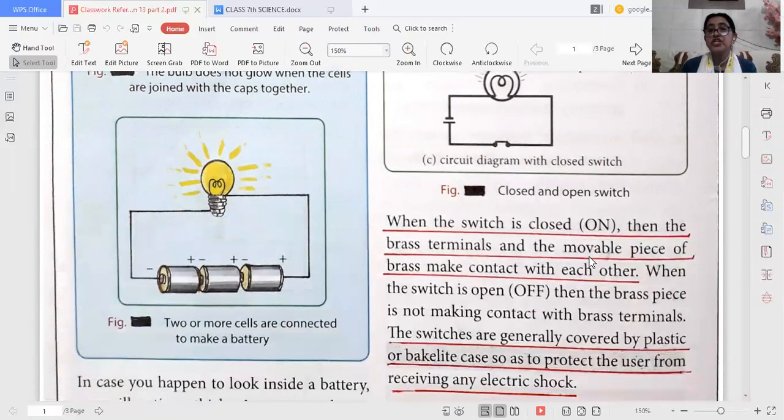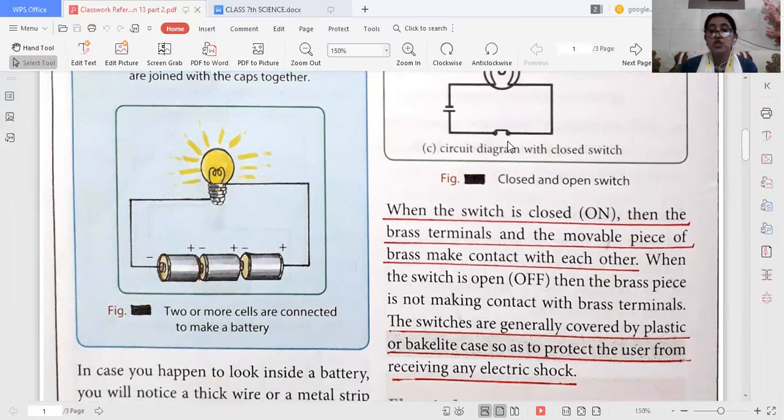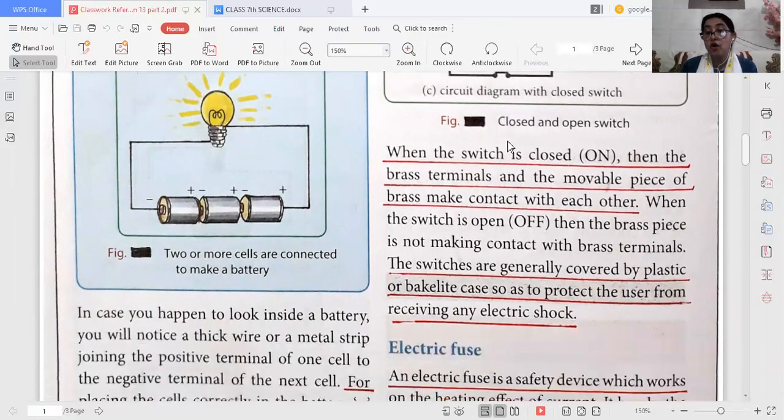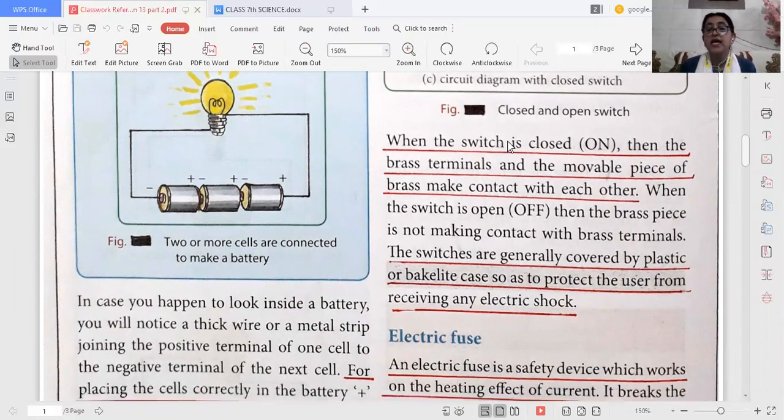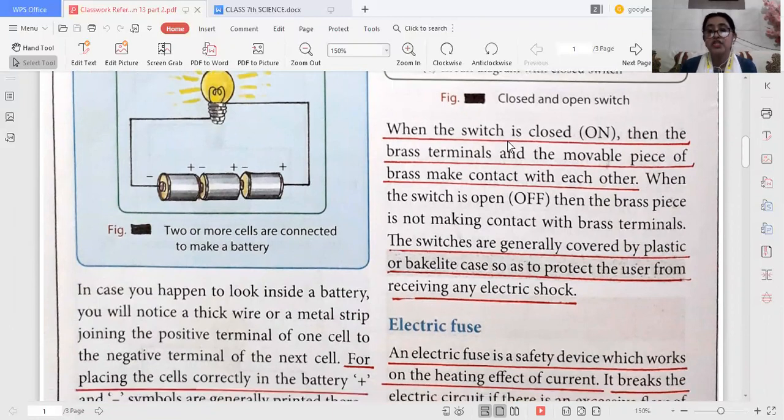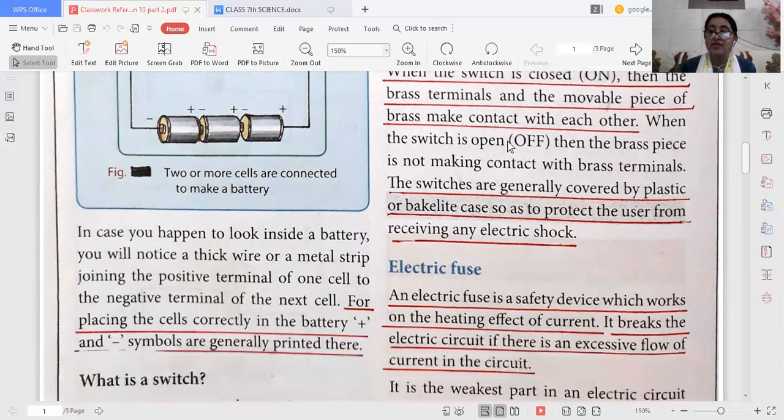Now when the switch is closed, we can say on, then the brass terminals and the movable piece of brass make contact with each other. But when the switch is open, we can say off, then the brass piece is not making contact. The switches are generally covered by bakelite. Why? Because it protects the user from receiving any electric shock.